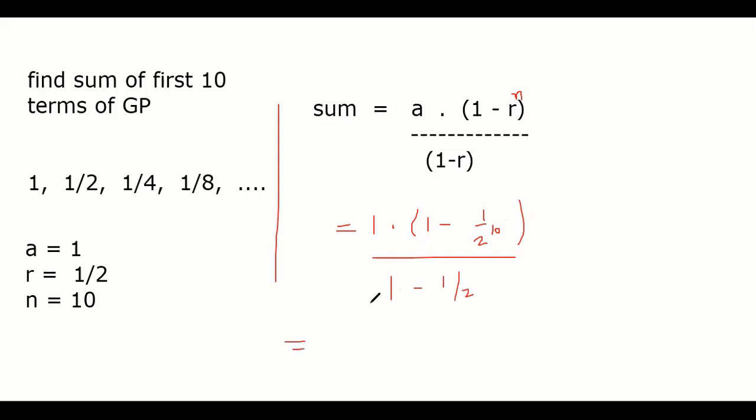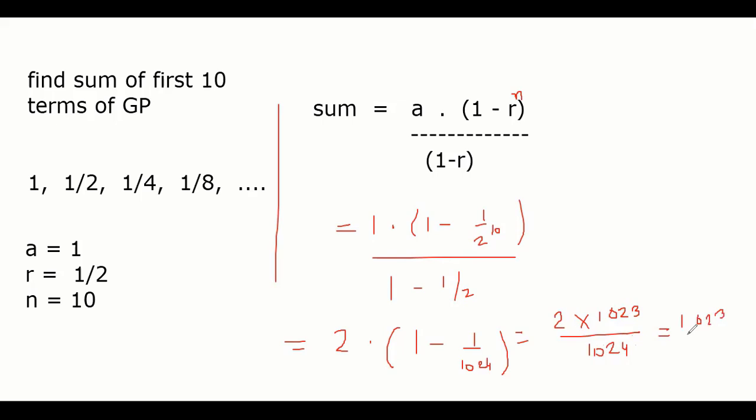ये हो गया. ये 1 तो चला गया. 1 minus half is half, तो half से ऊपर चला गया 2 into ब्रैकेट में होगा 1 minus 1 by 2 to the power 10. 2 to the power 10 कितना होता है? 1024. तो ये हो गया 2 times 1024 minus, तो 1023. एग्री? ये कट गया तो हो गया 1023.